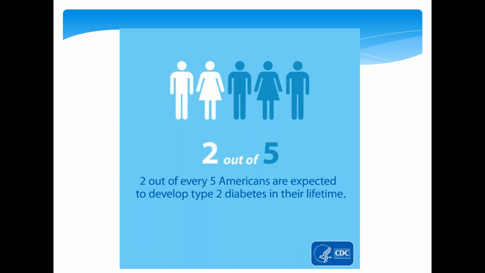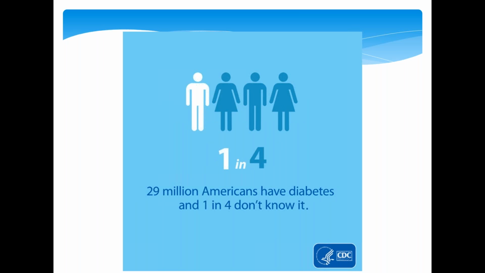Two out of every 5 Americans are expected to develop some type of type 2 diabetes in their lifetime. And so we're starting to see that these numbers have continued to climb. Next slide. Unfortunately, 1 in 4, or 29 million Americans, have diabetes and they don't even know it. Next slide.